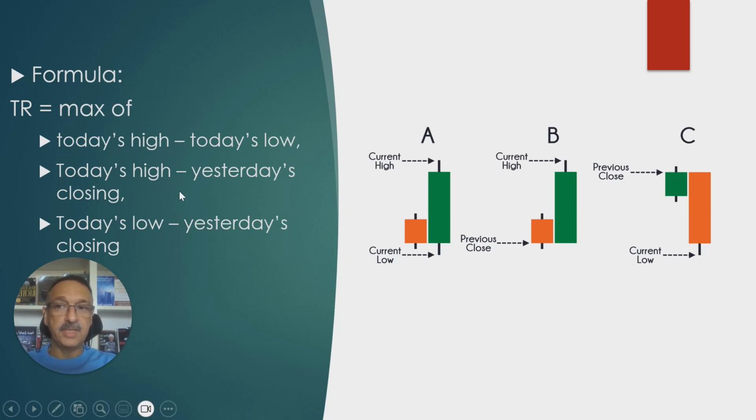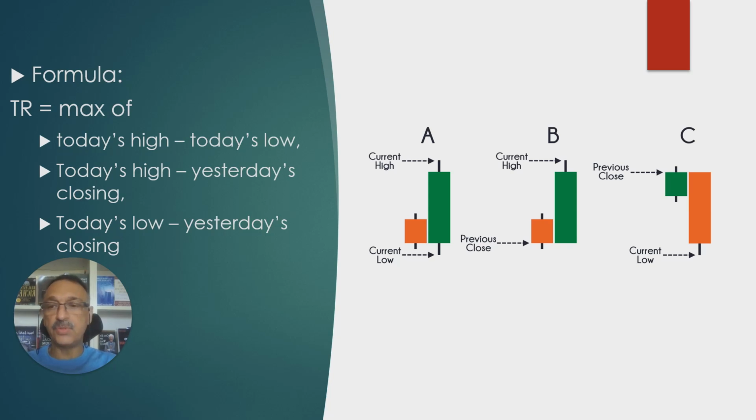The second condition is today's high minus yesterday's closing. All right. The third one is today's low minus yesterday's closing. So the maximum of these three conditions will be the true range. This is what we call the true range.